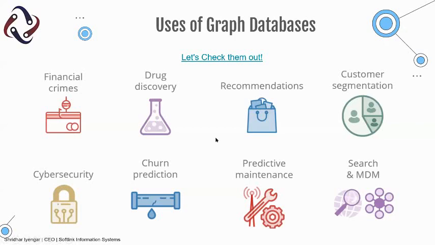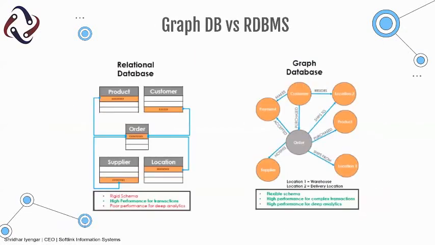And the question goes like this: what are the key advantages of using graph database over RDBMS? So if you look at this slide here, when you see the way graphs are being used, and the reason why graphs find a better use over relational databases.